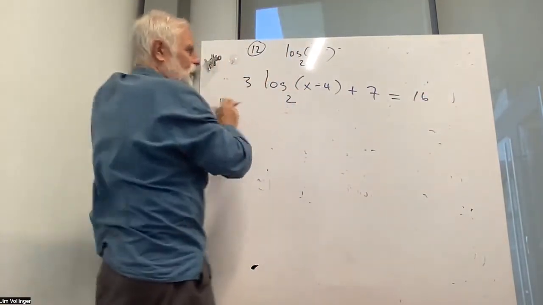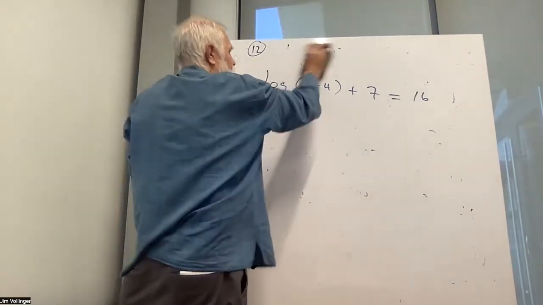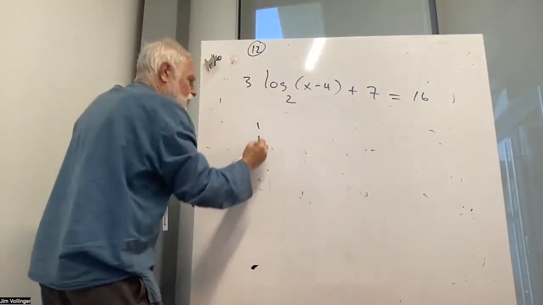So what's a logarithm look like? Well, this is a log, which is the inverse of growth. So it's going to look like this.